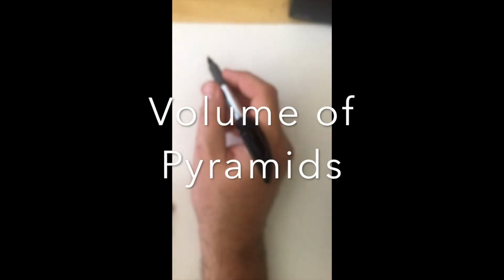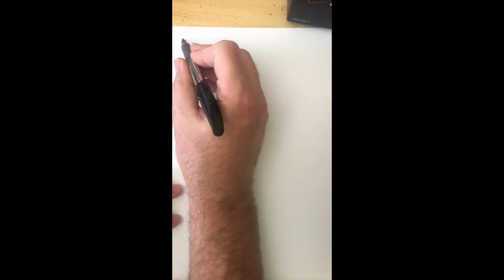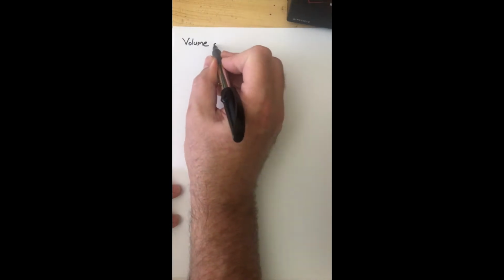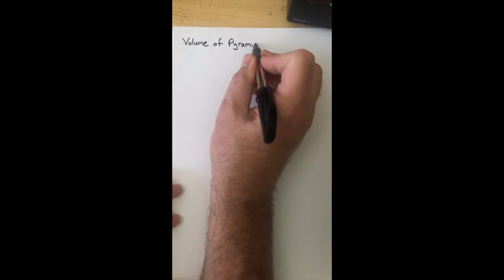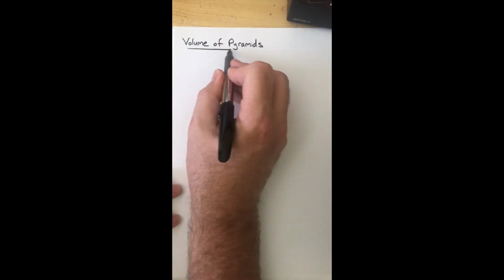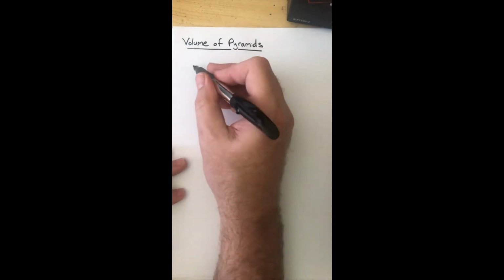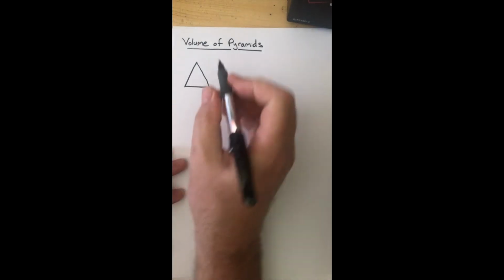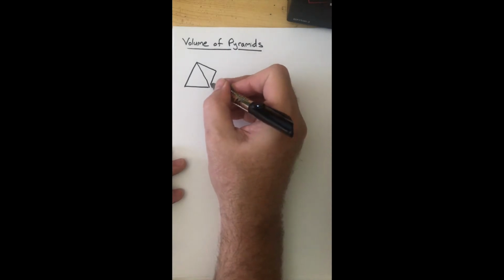We are going to find out how to find the volume of pyramids. So, remember a pyramid, you draw a nice triangle. Give yourself a nice diagonal line coming off that top. Give yourself your other side.